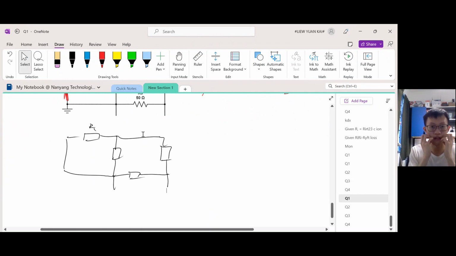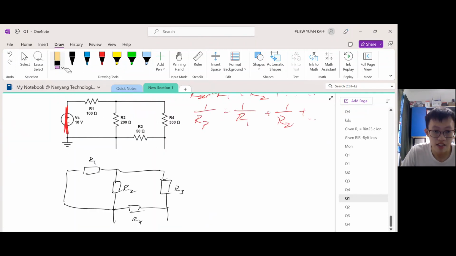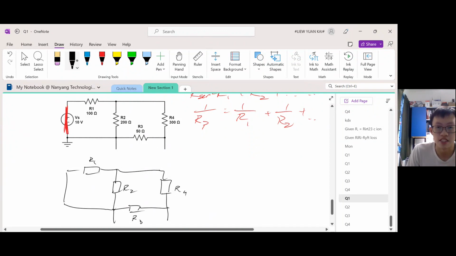Okay, now calm down. You must ask yourself who is in series and who is in parallel. Wait, I didn't label this correctly. So, how to identify who is in series and who is in parallel? If you check my last past year paper video, I've already explained this quite clearly. But to recap, the shortcut analogy is this.